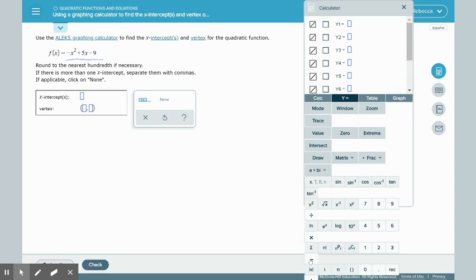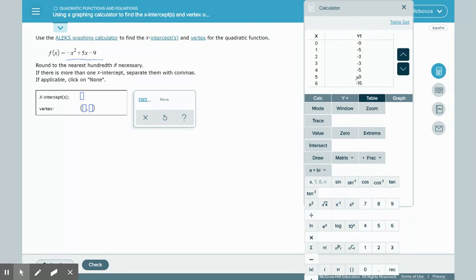So we're going to do the minus sign for a negative, and then we're going to put in our x, which is right here with all of these extra symbols. There's your x. And then we're going to square it, and then we're going to add, which is way down here off my screen, 5x, and then you're going to minus 9. So you want to make sure you have the equation exactly like it appears.